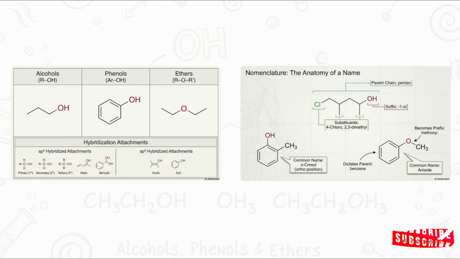The core differences are actually pretty straightforward once you see them like this. Alcohols have that OH group attached to an alkyl chain, which we write as R-OH. Phenols, same OH group, but attached directly to a benzene ring. That's your Ar-OH. And ethers just drop the hydrogen entirely, bridging an oxygen atom right between two alkyl or aryl groups. That gives us that classic R-O-R structure.